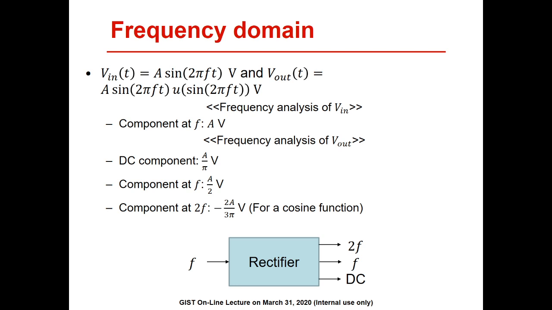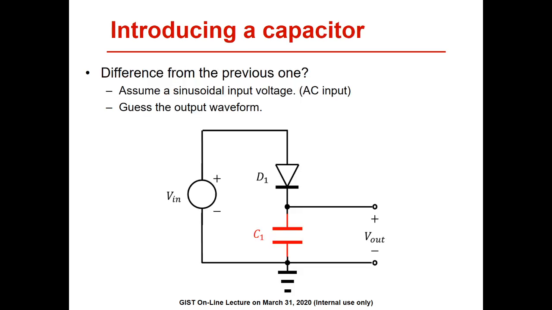Schematically, when a rectifier gets an input at a frequency f, it generates outputs at many frequencies. Coming back to the rectifier, in this case, a capacitor is introduced. Let's guess the output waveform when a sinusoidal input voltage is applied.